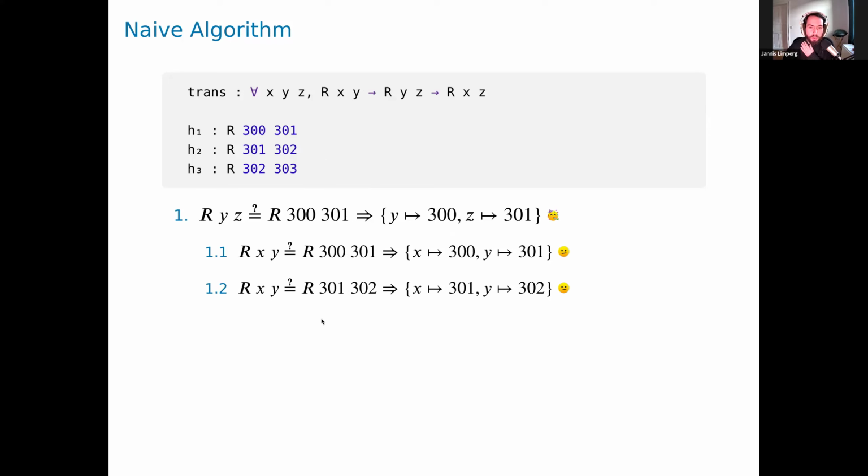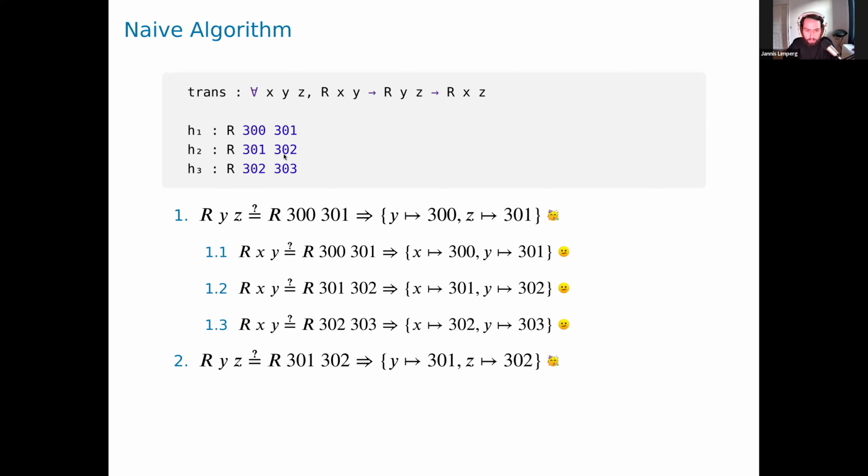We try H2, 301 302. It matches, but the Y is 302. That also doesn't help us. We try a different one, 303. Also doesn't help us. Okay, so we're not going to go anywhere here. We therefore try this R Y Z against the second hypothesis, H2, and we get a match.